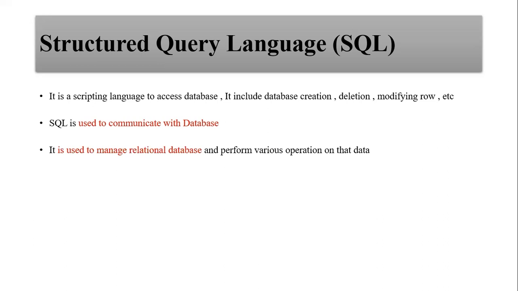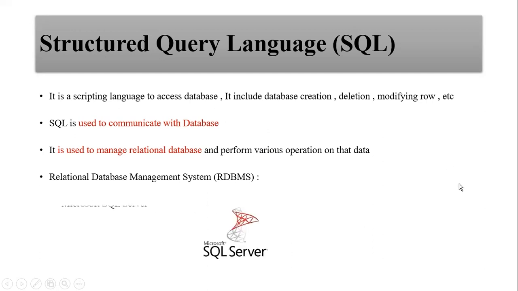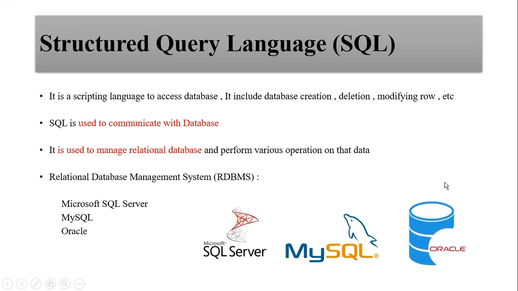Relational database means the data that is well organized and stored in rows and columns, and the data that has predefined relationships between them. These are the relational data. So SQL is used to manage this relational database. We have some relational database management systems, which are used to maintain the database. These are Microsoft SQL Server, MySQL, and Oracle.